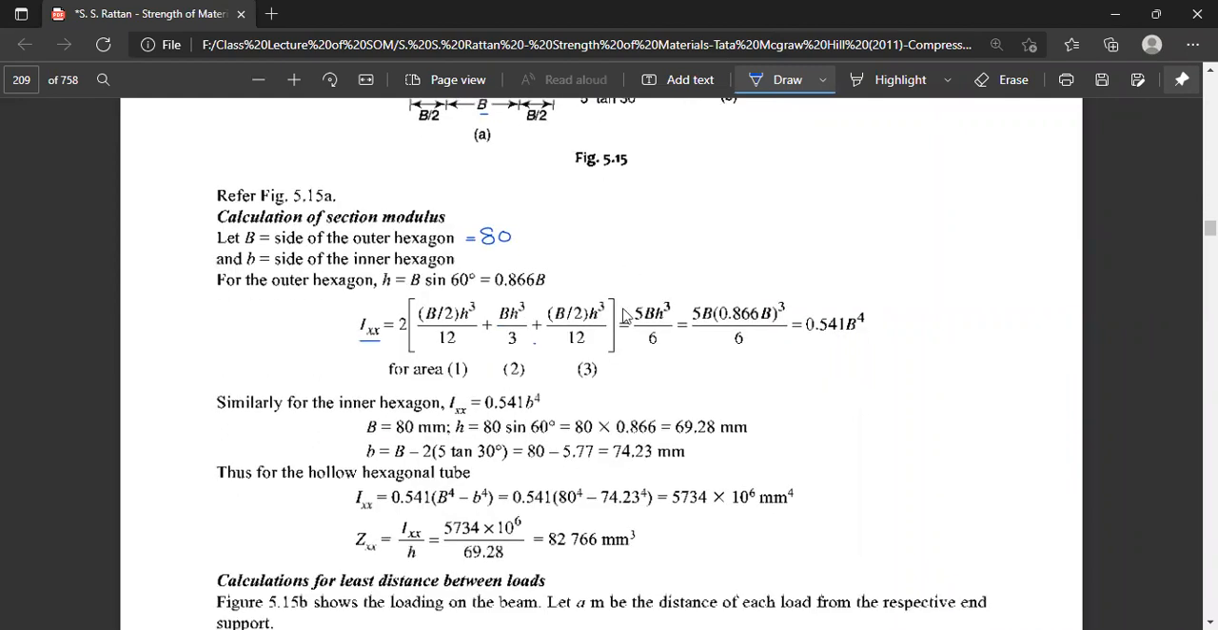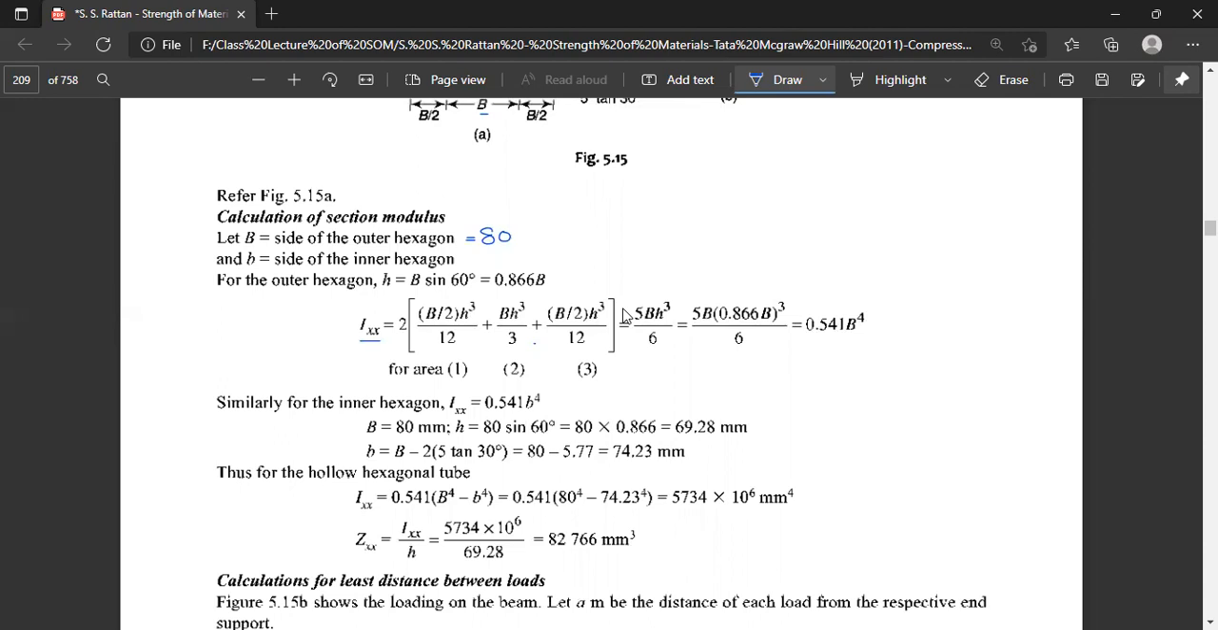Thus, small b will become b minus 2 into 5 into 10 to the power 3, 80 minus 80 into 5.77 is equal to 74.23 millimeter. Thus, for the hollow hexagonal tube, Ixx becomes 0.554 into capital B to the power 4 minus small b to the power 4. We put the value of capital B to the power 4 minus 74.23 as the small b to the power 4. It becomes 5734 into 10 to the power 6 millimeter to the power 4, or Zx is equal to Ixx by h.